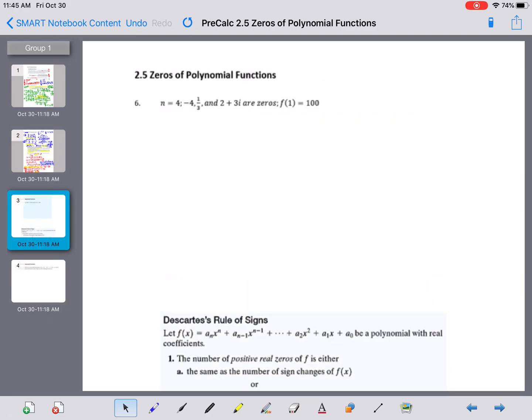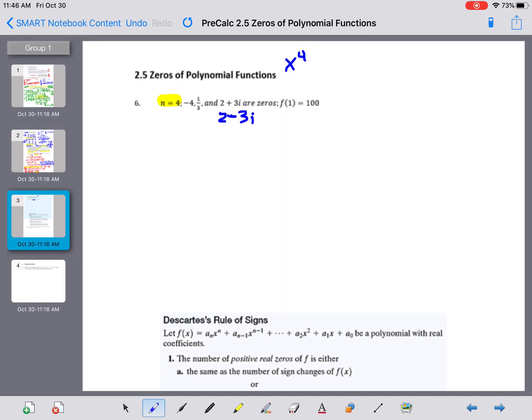Okay. So as we look at number 6 here, the key thing to remember is, what should my final equation have? I see n equals 4. That means I should have a final equation of x to the 4th, okay? Obviously with some other things. I have a root of negative 4, 1/3, and 2 plus 3i. If I have 2 plus 3i, I also have 2 minus 3i, okay? So remember, anything in the complex also has its conjugate, okay? Not its opposite, but its conjugate. There's a slight difference, and I know I wasn't saying it correctly earlier.